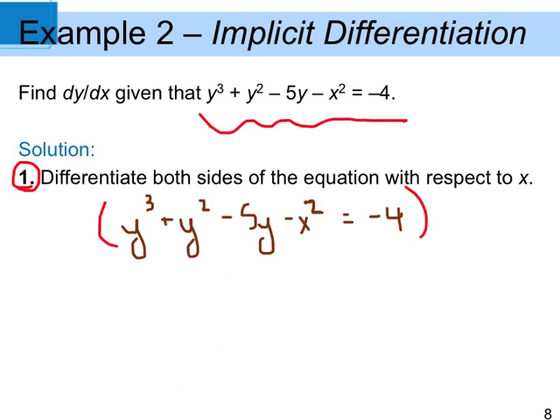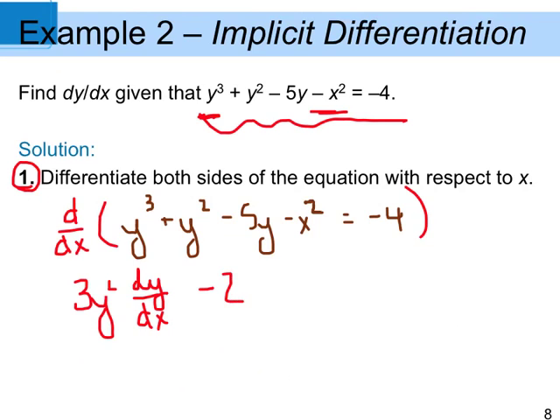This is implicit because it has a mix of y terms and x terms in the same equation, so you would know that you had to use implicit differentiation. To differentiate each term with respect to x, we want to take first the derivative of y cubed with respect to x, and then this, and so on, all the way across. The derivative of y cubed with respect to x is 3y squared dy/dx.